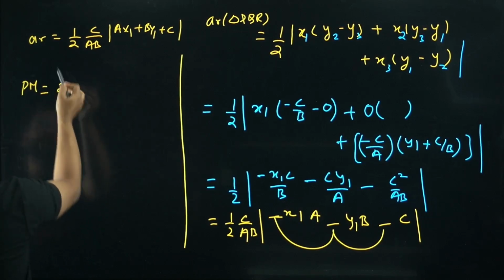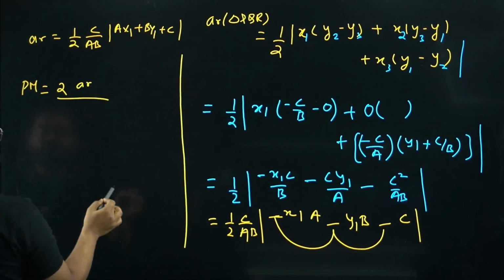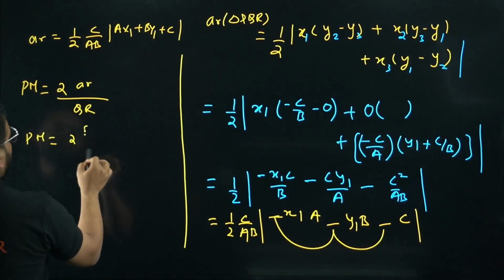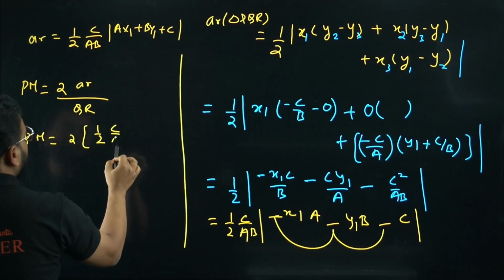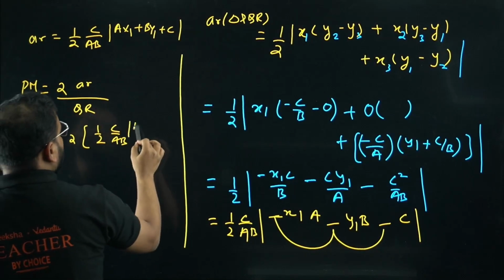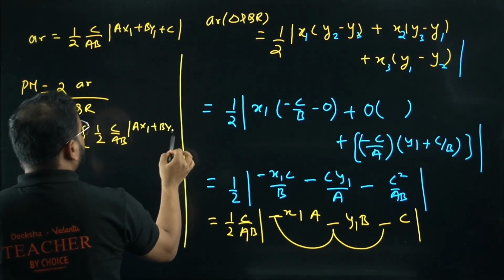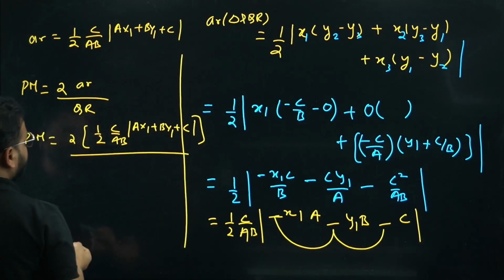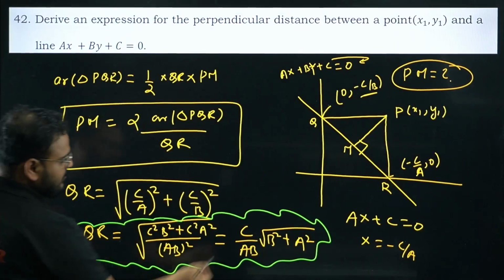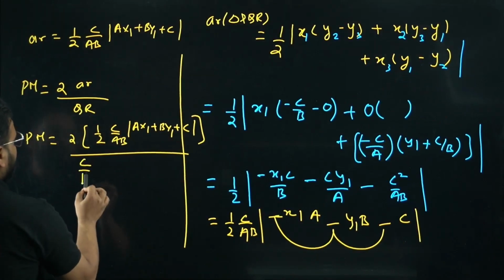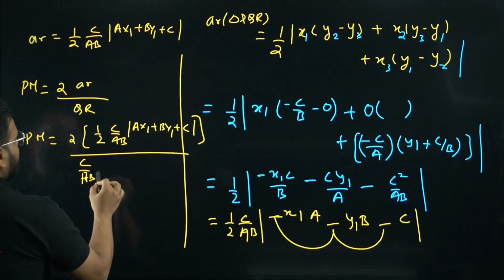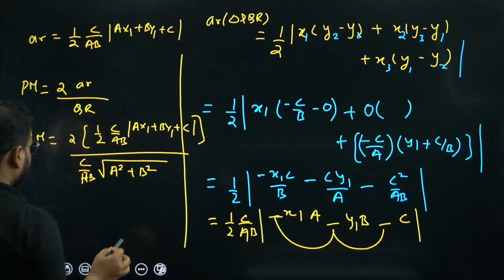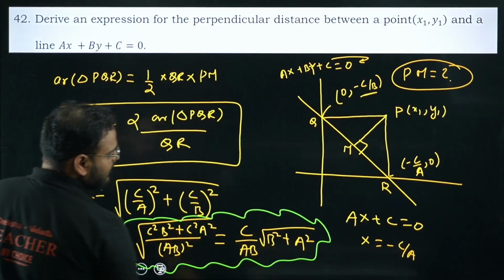PM was 2 times of the area, right, by QR. Check this out. So PM is coming out as 2 times of 1 by 2 this part, C by AB, and then I can write this AX1 plus BY1 plus C divided by what I had for QR. I had QR as C by AB times of A square plus B square in the root.